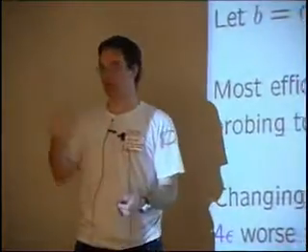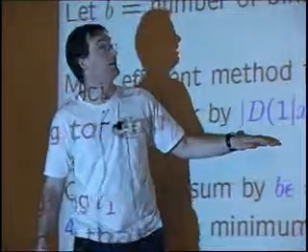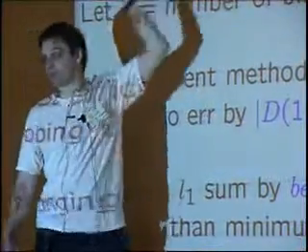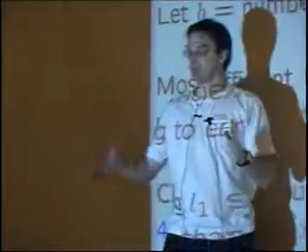So the most efficient way to disturb the sum is to actually have the same disturbance for every element of the sum. And that's because of this square root, right? So in order to get a big disturbance, you have to pay the square of the regret.